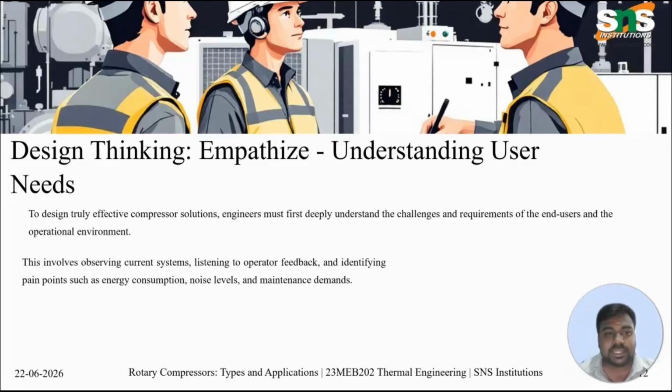Coming to the design thinking concept, the first stage is the empathize stage, to understand the user's needs. To design truly effective compressor solutions, engineers must first deeply understand the challenges and requirements of the end users, that means customers, and the operational environment. This involves observing the current systems, listening to operator feedback, and identifying pain points such as energy consumption, noise level produced by the rotary compressors, and maintenance demands.